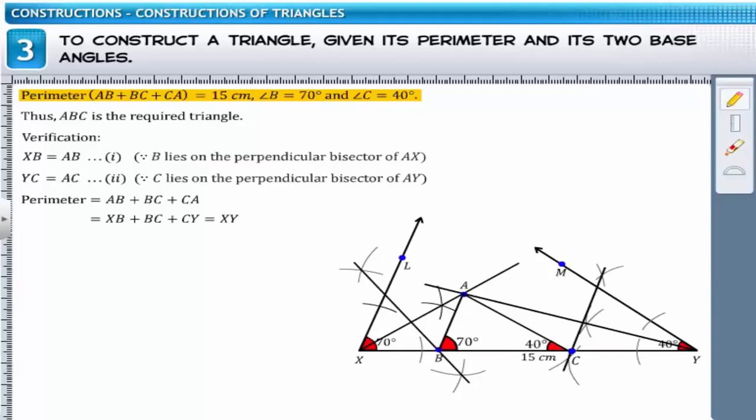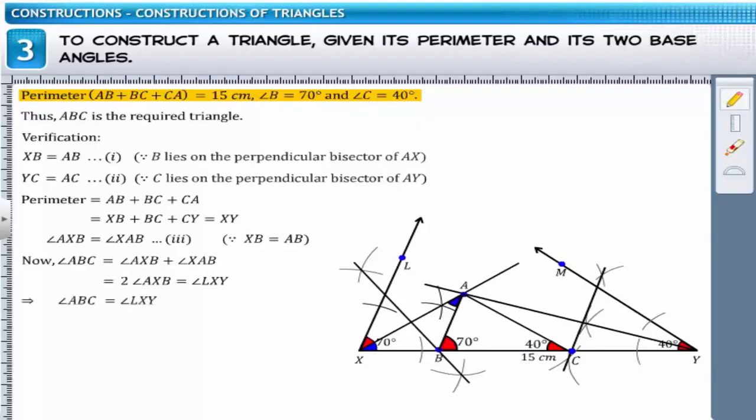Now we'll show that angle B is equal to 70 degrees and angle C is equal to 40 degrees. Since angles opposite to equal sides of a triangle are equal, this implies angle AXB is equal to angle XAB because side XB is equal to side AB. Now in triangle AXB, exterior angle ABC is equal to the sum of two interior opposite angles AXB and XAB. From equation 3, this is equal to twice angle AXB, which is equal to angle LXY. Thus angle ABC is equal to angle LXY, which is equal to 70 degrees.